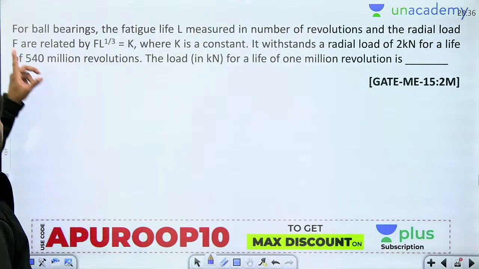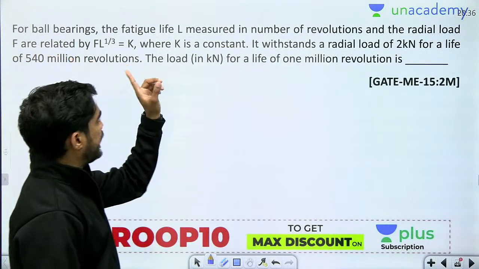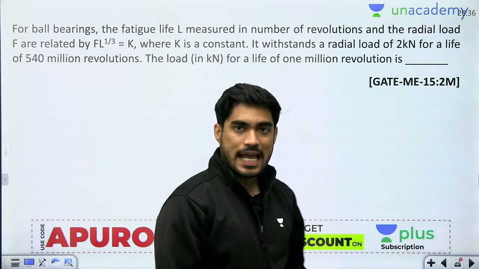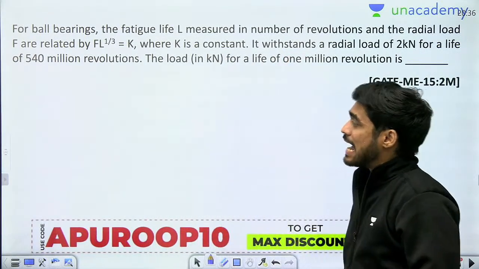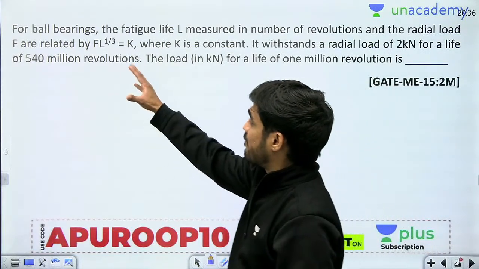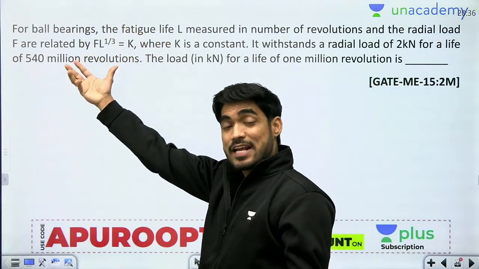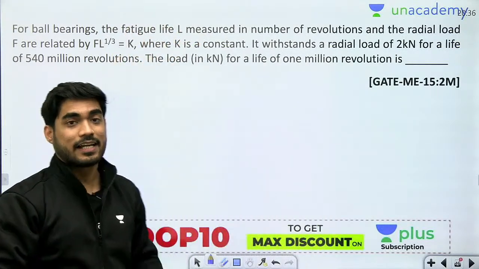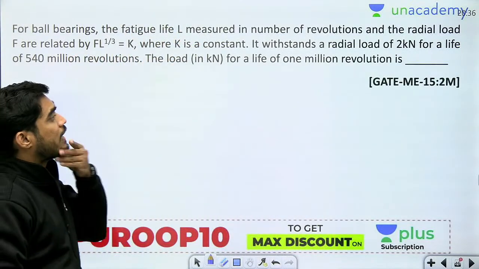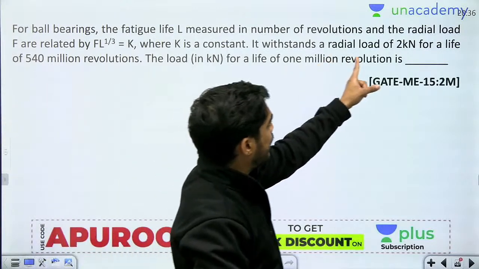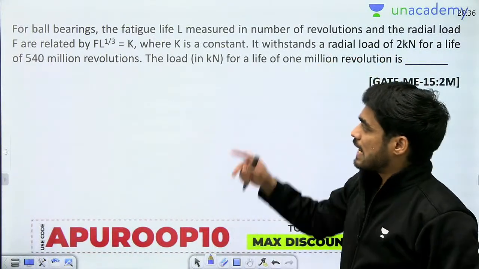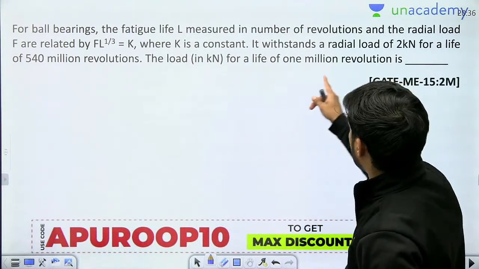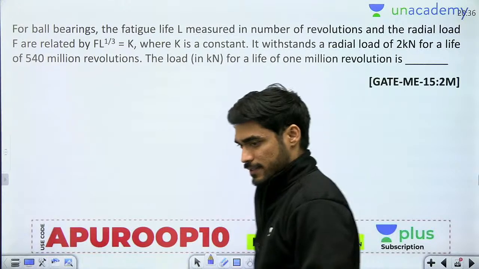Next question. For ball bearing, the fatigue life L measured in number of revolution and the radial load F are related by F L to the power 1 by 3 equals K. In this question, they have also given the relation. इस question में तो हद ही कर दी, relation तक दे दिया है. It withstands a radial load of 2 kilonewton for a life of 540 million revolutions. The load for a life of 1 million revolution is?